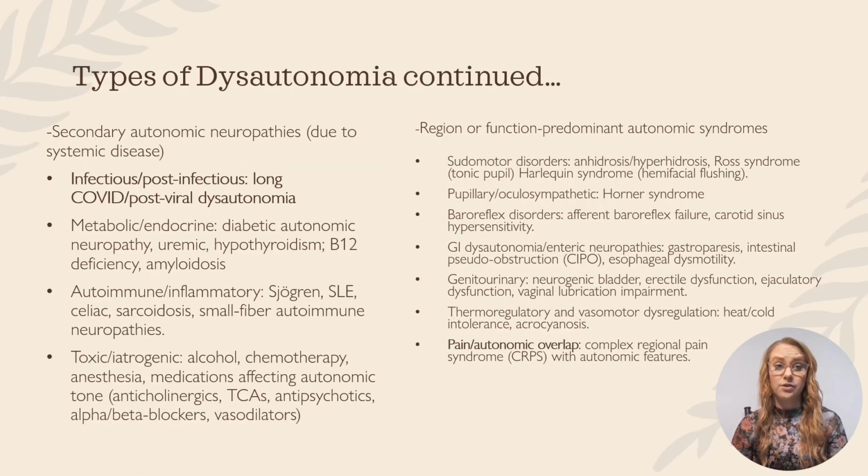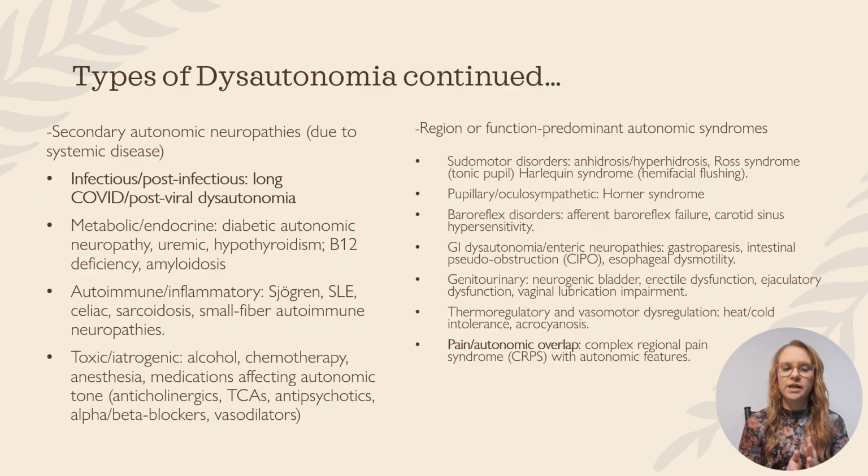So these are some more of the types of dysautonomia. We have secondary autonomic neuropathies. That's just another term for dysautonomia, essentially. But infectious or post-infectious and viral or post-viral dysautonomias are very, very common. That's like the POTS we were just talking about.